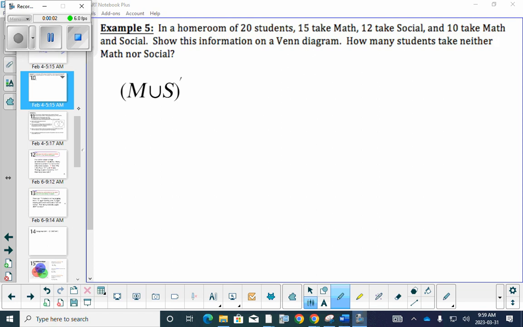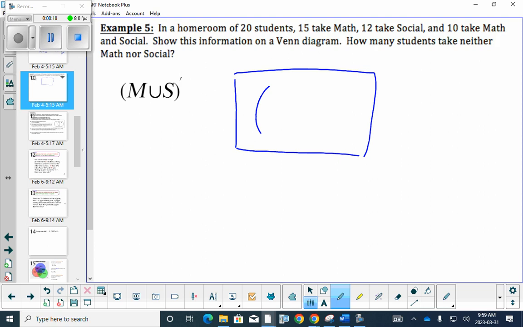Okay, so it says in a homeroom of 20 students, 15 take math and 12 take social, and 10 take math and social. Show this information on a Venn diagram. Okay, so Venn diagram, this one has 2 circles on it. So you just label one M for math and one S for social.